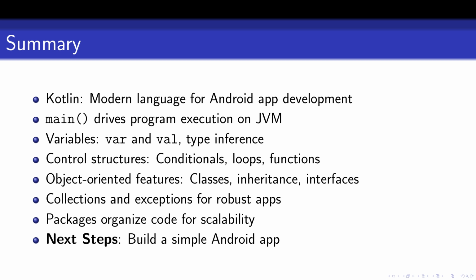Kotlin is a modern language for Android app development, with main driving execution on the JVM. It supports mutable and read-only variables, control structures like conditionals and loops, and object-oriented features like classes, inheritance, and interfaces. Collections and exceptions ensure robust apps, while packages organize code for scalability. Your next step is to build a simple Android app to apply these concepts.